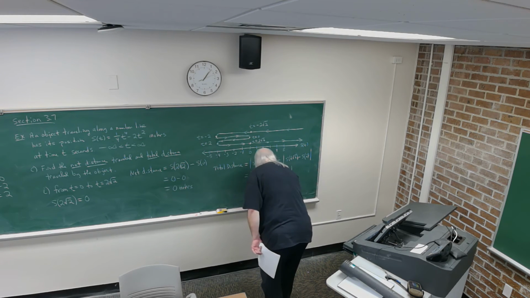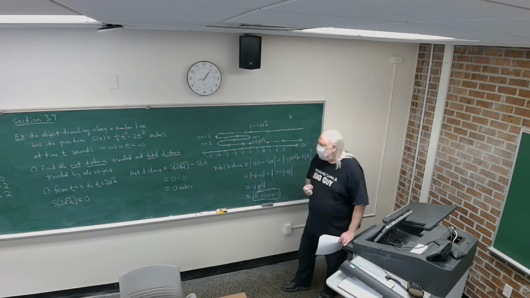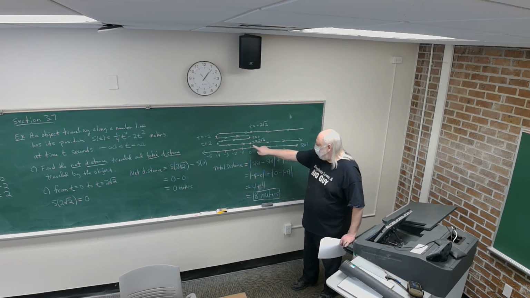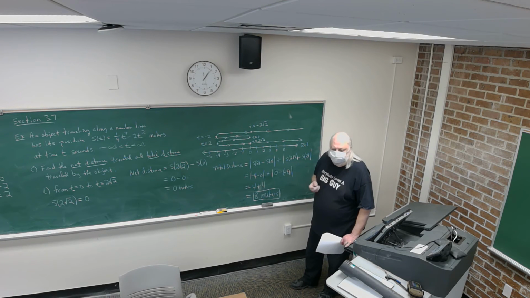So 8 meters is the total distance traveled, okay? From t equals 0 to t equals 2 root 2. The total distance traveled is 8 meters.